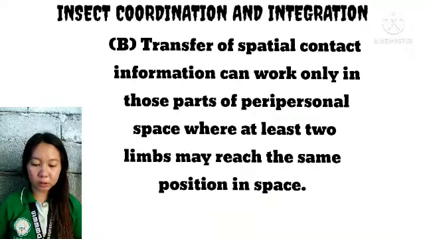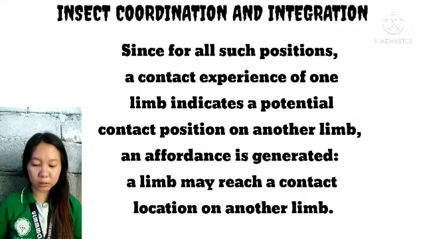Transfer of spatial contact information can work only in those parts of peripersonal space where at least two limbs may reach the same position. At contact, the experience of one limb indicates a potential contact position for another limb. An affordance is generated: a limb may reach a contact location of another limb.